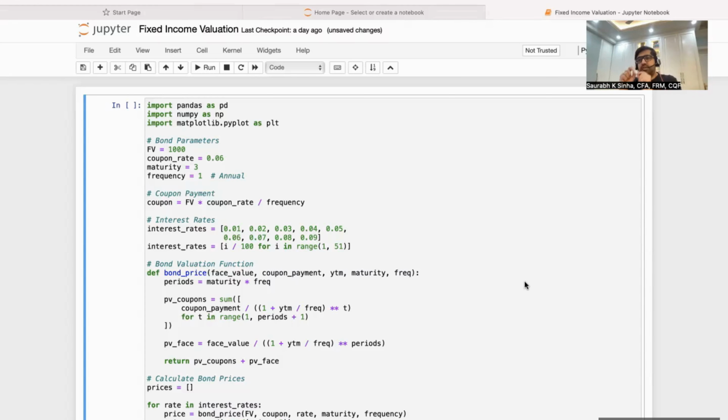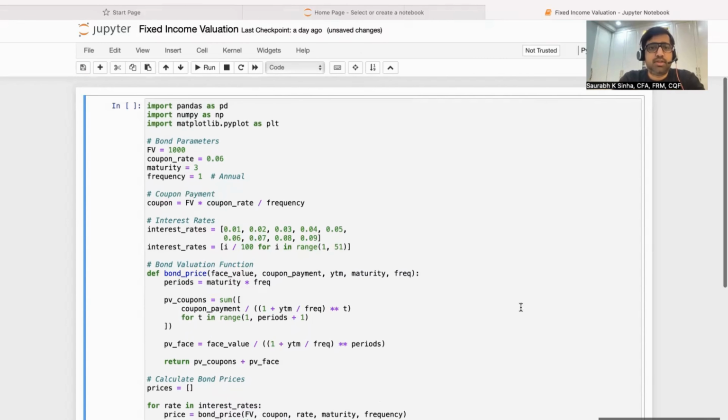What is the value for 1%? What is the value for 2%? What is the value for 3%? So and so forth in your BA II Plus calculator by changing the interest rate I/Y. And you can plot all the prices for different interest rates. You will see the curve. That is what I'm doing on this Python Jupyter notebook.